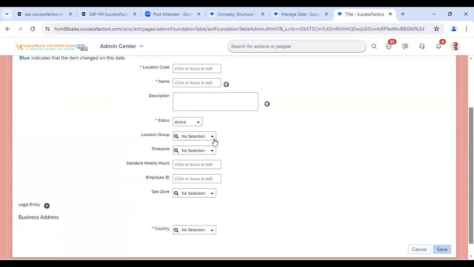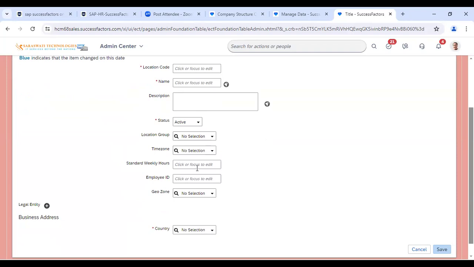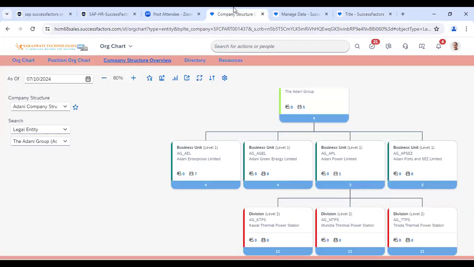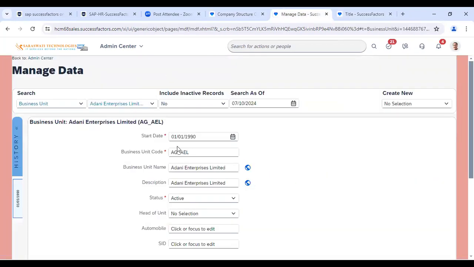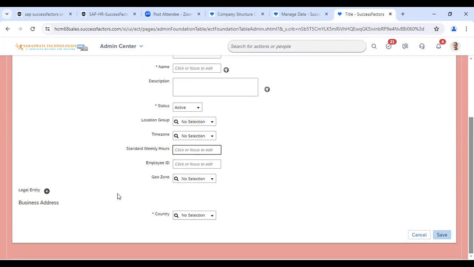If we are making a location group here, that is fine; otherwise we can leave it blank. For the time zone, we need to set the zone we are working in, IST, EST, whatever it is. The standard weekly hours you have seen in the company code, where the legal entity is, were 48 hours weekly, so you have to make that here. Employee ID, you need to leave blank here.